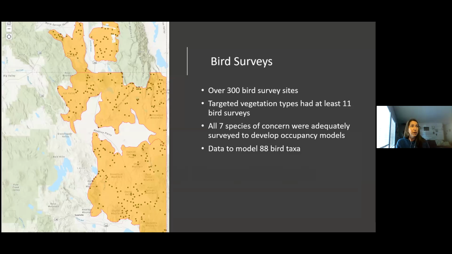So after 2 years of surveys, we had obtained over 300 bird surveys. Each of the 15 vegetation types that we were targeting had at least 11 bird surveys for that vegetation type. And all 7 of our species of concern were sampled adequately to develop occupancy models. And overall, we had data to model 88 bird taxa.